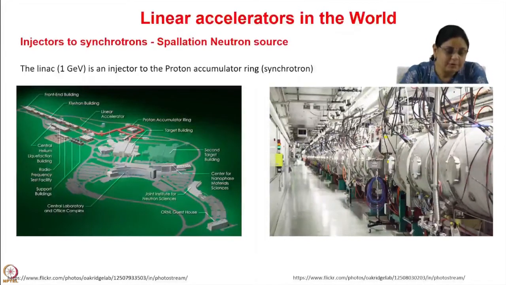Similarly, another example of an injector to a synchrotron is at the Spallation Neutron Source in the United States. This is a 1 GeV proton accelerator finally injecting into a proton accumulator ring. This part is a linear accelerator. Then the protons are hit on a target, and by spallation reaction neutrons are produced, and these neutrons are used for doing experiments. This is not a CW machine, this is a pulsed machine, so it's not suitable for ADS. Here is a picture of the linear accelerator of the SNS.